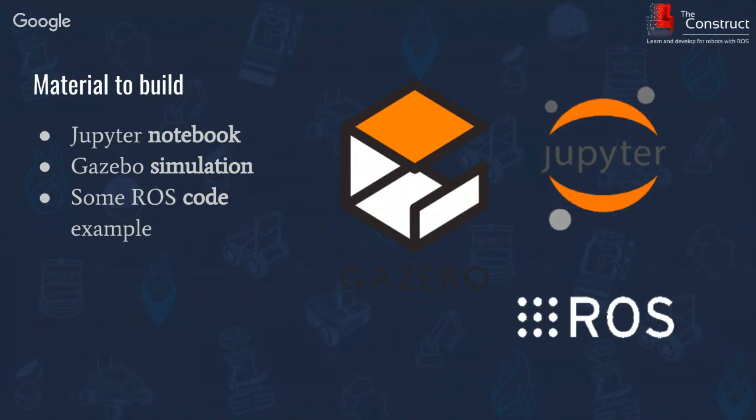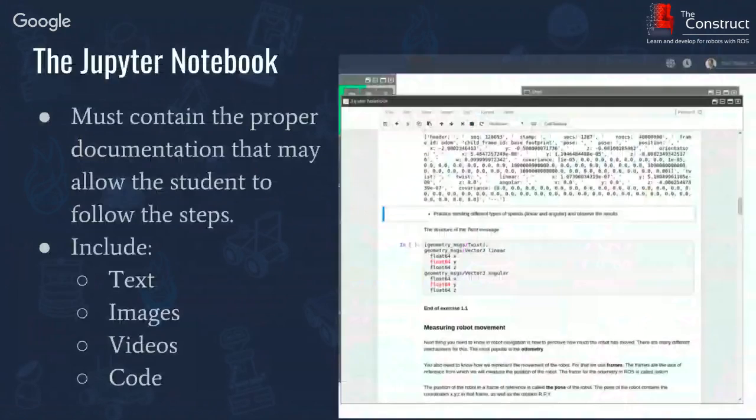And then you can also provide some ROS code. This ROS code will act as an example for the attendants, or as a template that the attendants have to fill by following your instructions during the live class. So the first thing is the Jupyter Notebook.